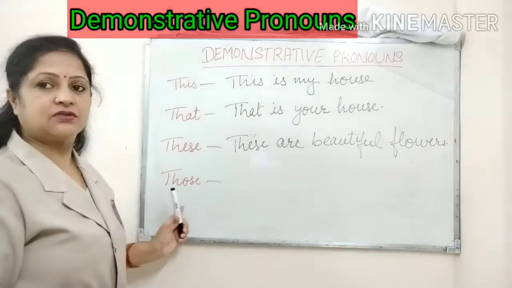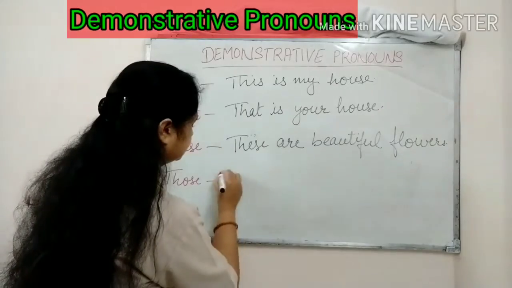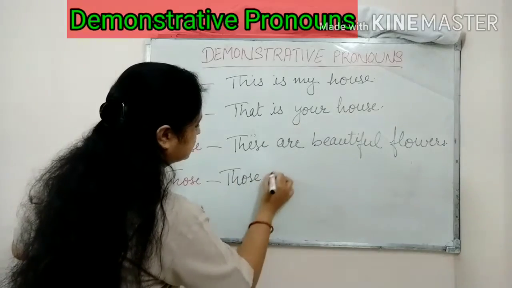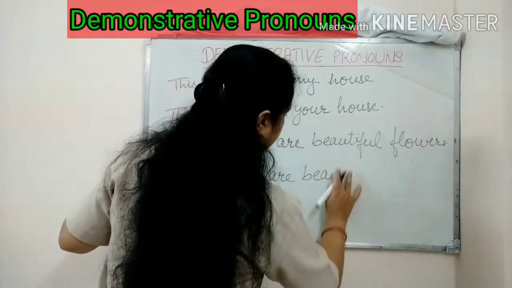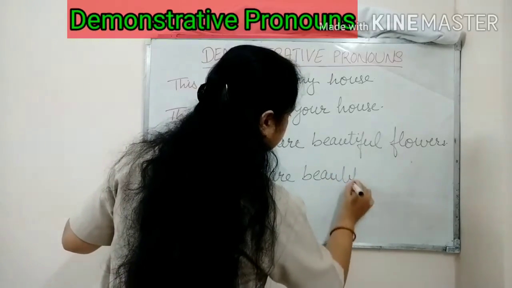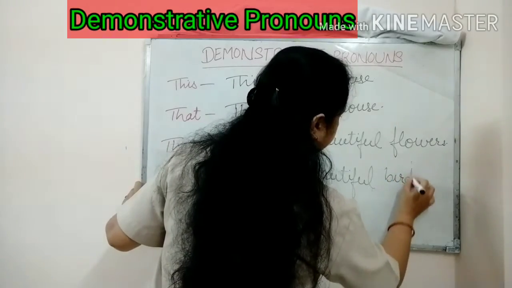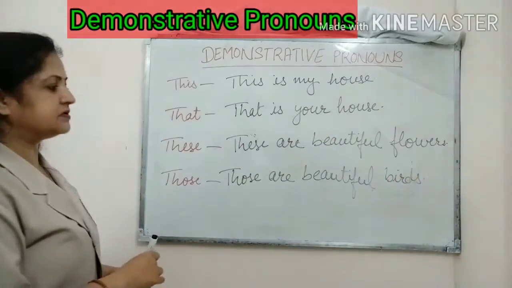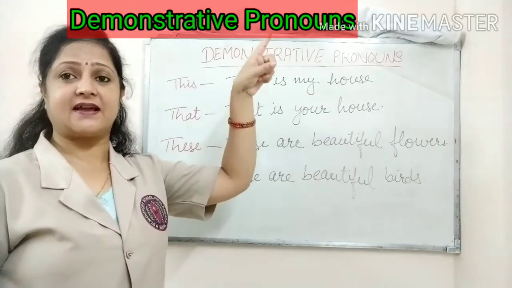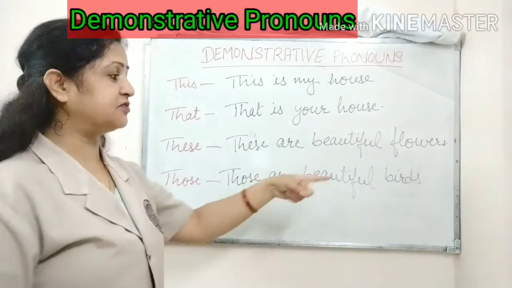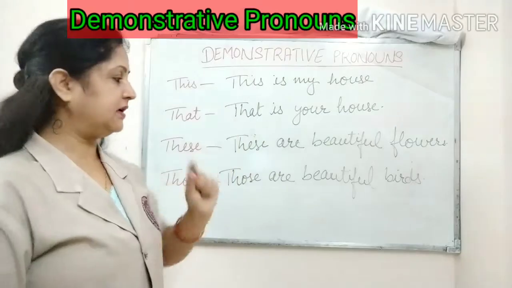Next is those. Those are beautiful birds. Here we are just pointing at the birds that are flying there in the sky. So we are pointing towards those birds. That's why we have written here, those are beautiful birds.